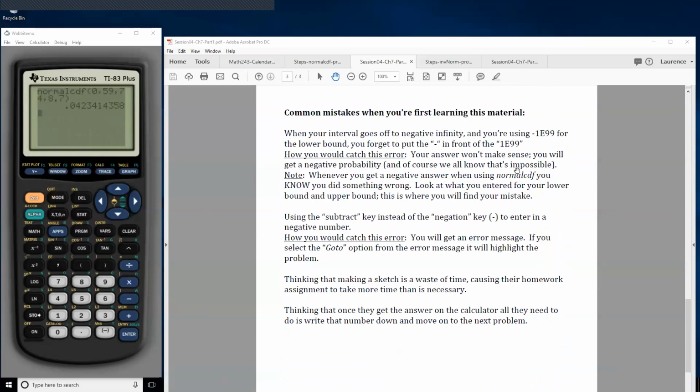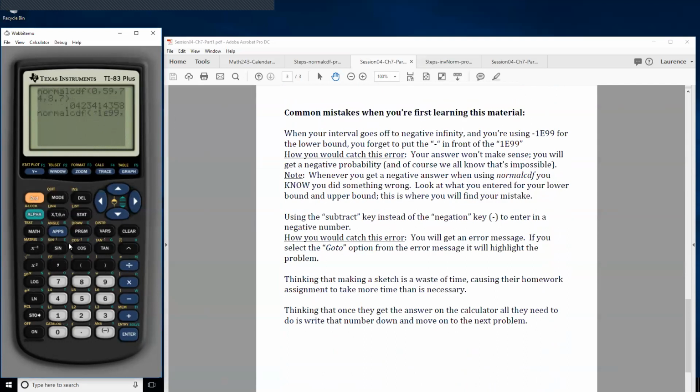So for example, when I was doing this one up here, I used 0. But let's suppose I did this. I pressed second bars 2, and I did the -1. Then to get the E, you press the second key, the comma key, 9, and a comma. Now, where you've got to be careful, see that negative? You cannot use the subtract key. You have to use this key for negative numbers. And that E, how you get it is you press the second key and the comma key.